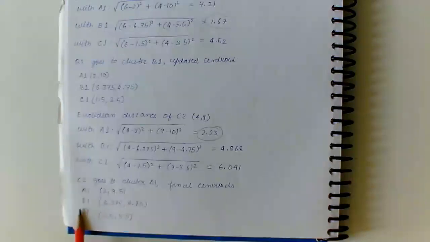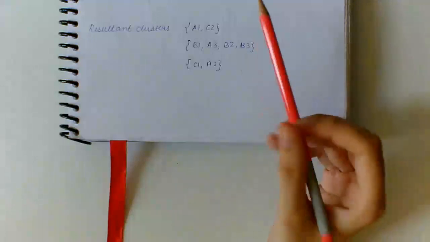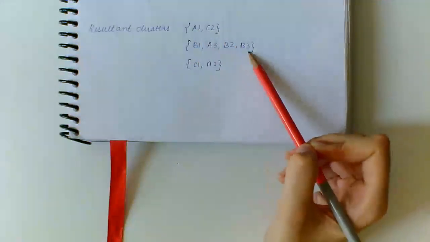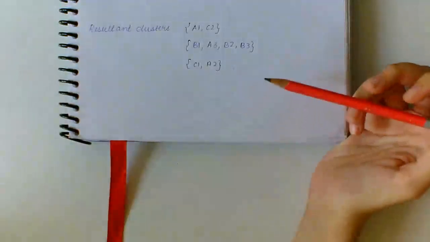Similarly, now for our last point C2, we calculate its distance with A1, B1 and C1, and the least distance is 2.23. So C2 goes to the cluster with A1 and the final centroids are: A1 becomes (3, 9.5), B1 becomes (6.375, 4.75) and C1 becomes (1.5, 3.5). So the resultant clusters are A1 and C2; B1, A3, B2 and B3; and C1 and A2.